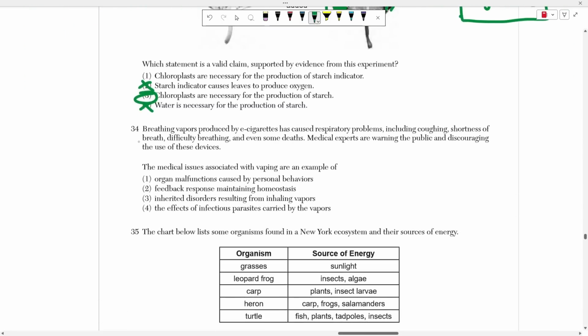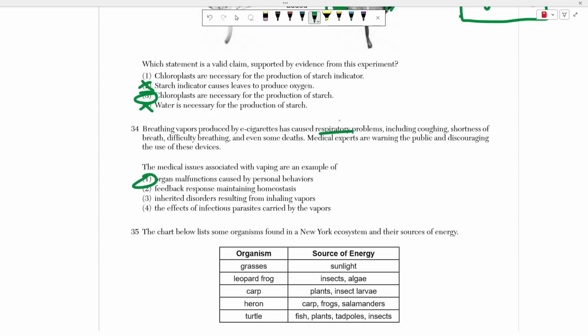34 says, breathing vapors produced by e-cigarettes has caused respiratory problems, including coughing, shortness of breath, difficulty breathing, and even some deaths. Medical experts are warning the public and discouraging the use of these devices. Medical issues associated with vaping are example of what? Number 1, organ malfunctions caused by personal behaviors, right? That is exactly what they are, okay?